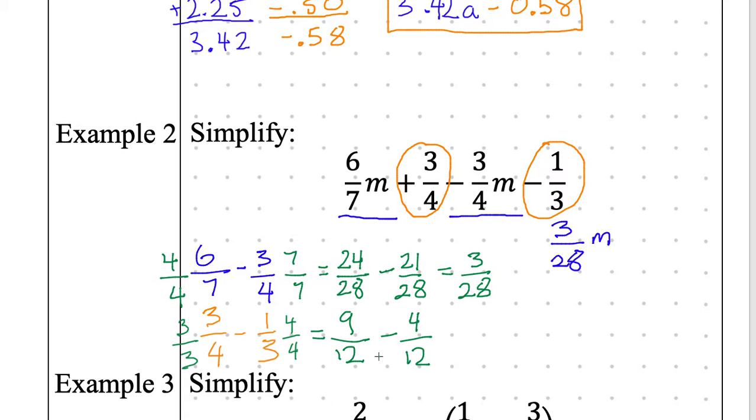Right, I have like denominators, which means I can subtract the numerators. I can subtract the tops. 9 minus 4 is 5. The bottom stays the same, 12. And that is my answer for the constants. So I'm going to say this is positive 5/12. And there's my final answer.